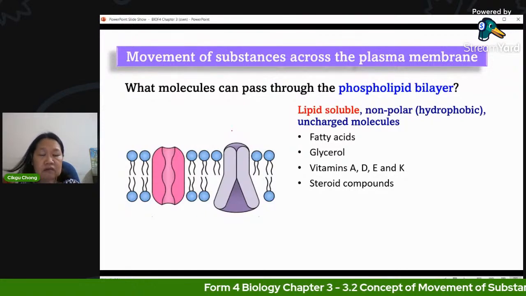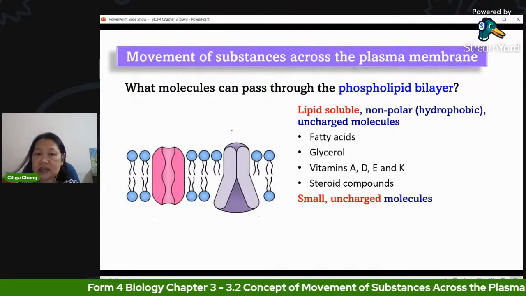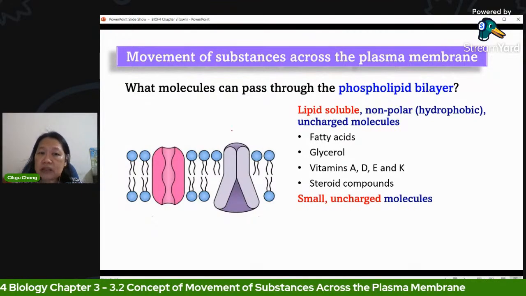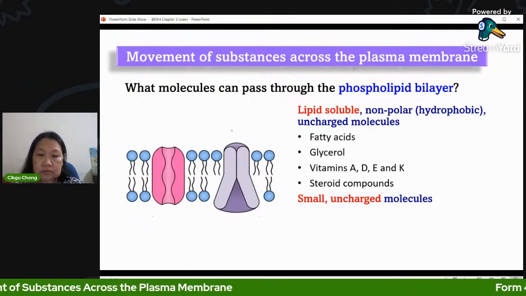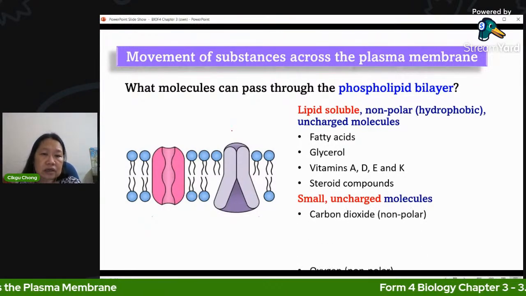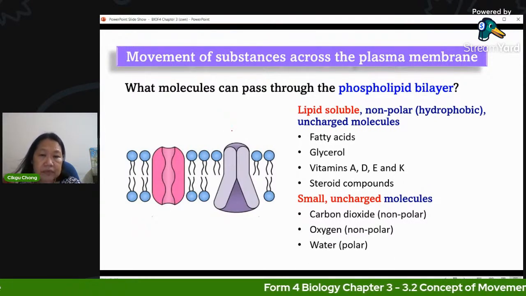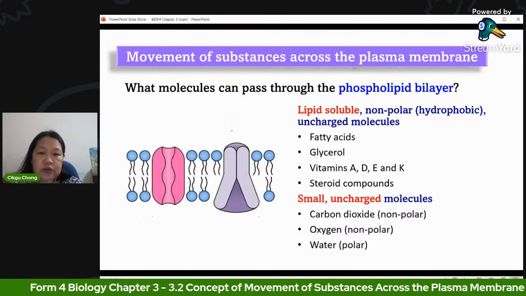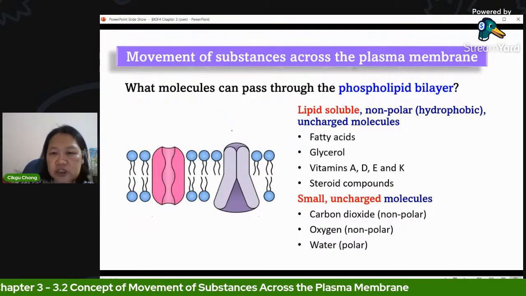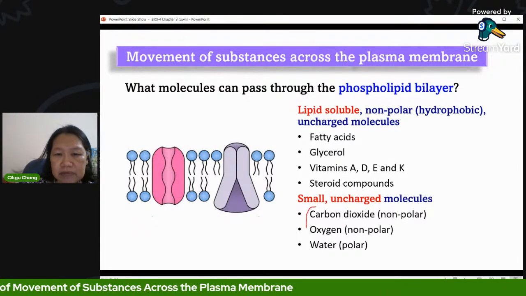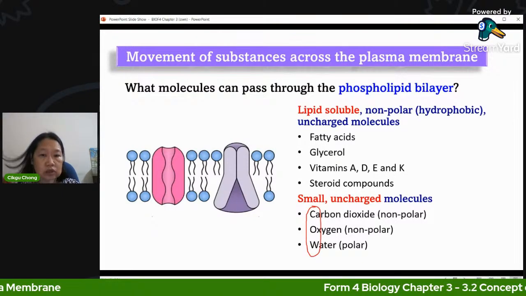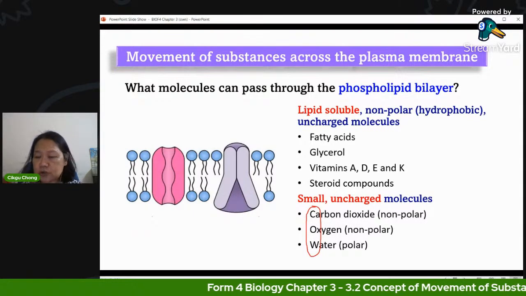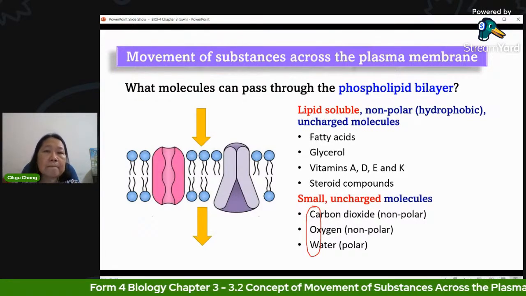Another group of substances would have these characteristics. They are small. They may not necessarily be lipid soluble, but they are small and they are uncharged molecules. Examples will be carbon dioxide, which is non-polar. Oxygen is also non-polar. Another one is water. So remember these three examples for small uncharged molecules that can pass through. Remember this would count: COW, carbon dioxide, oxygen, and water. They are able to pass through the phospholipid bilayer.